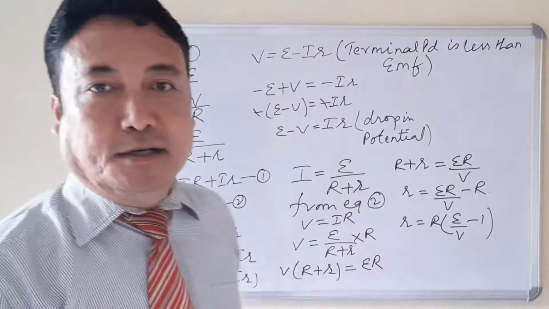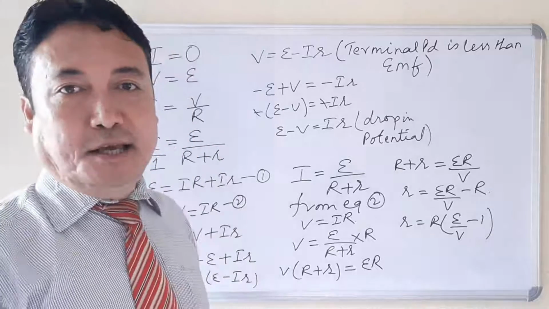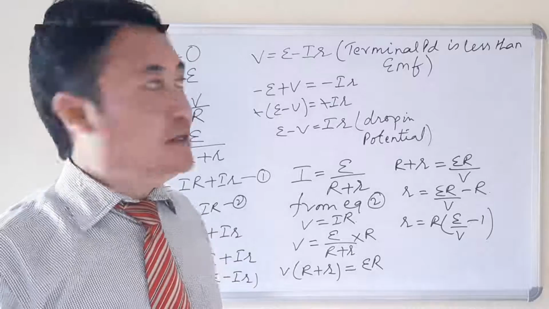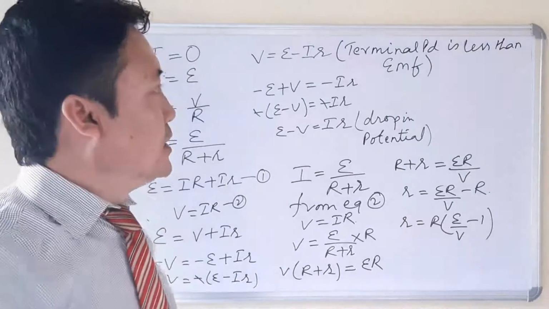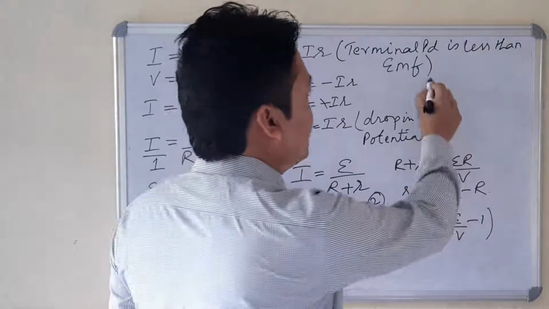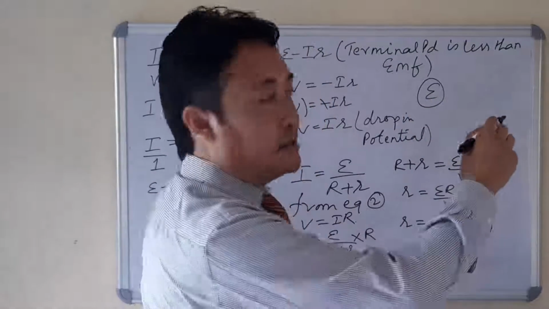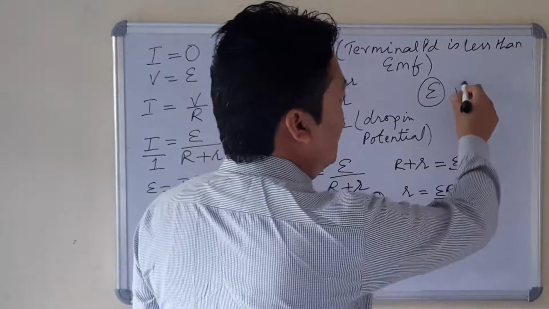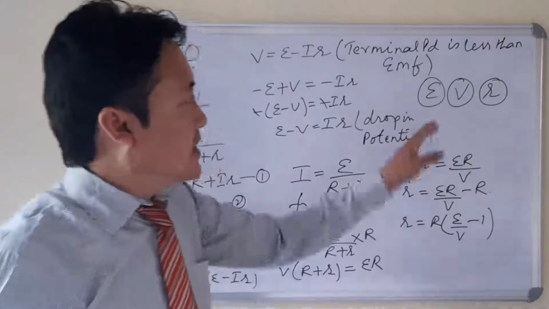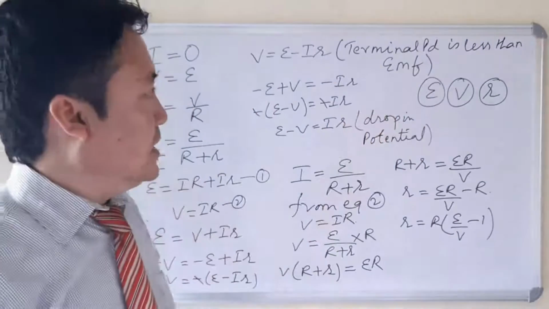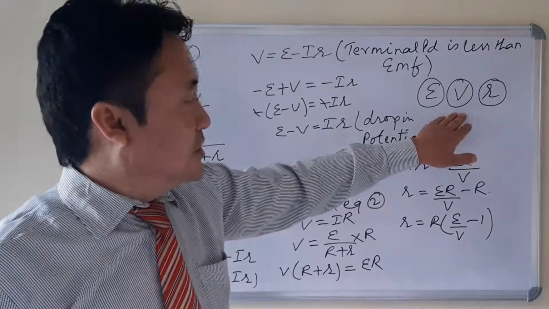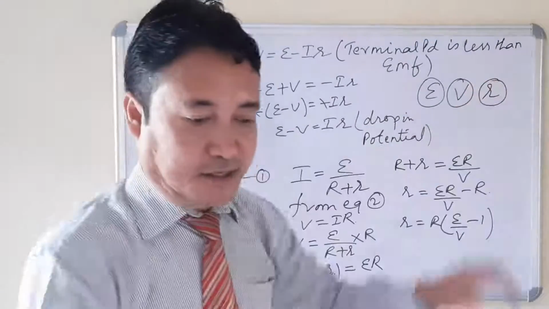Now let us come to the relation between the EMF, terminal voltage or the terminal potential difference, and the internal resistance. So we will come to the relation between the EMF, number one. Second one is the terminal voltage or the terminal potential difference, and third one is the internal resistance. So let us find the relation between the EMF, terminal voltage or terminal potential difference, and the internal resistance.